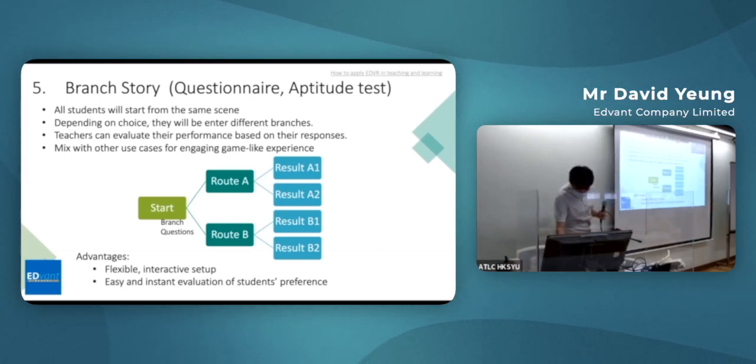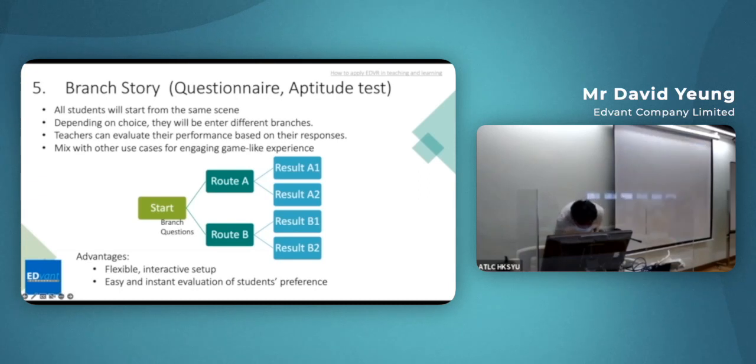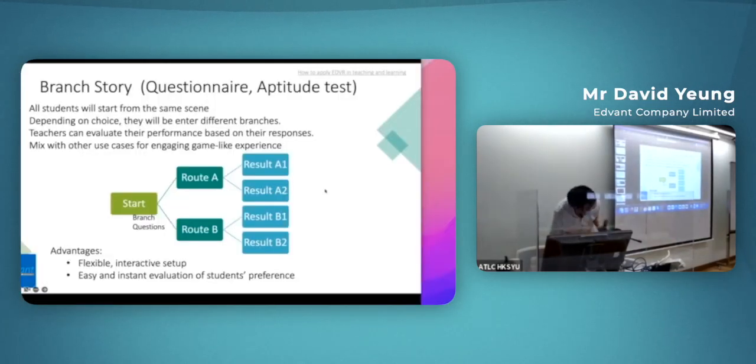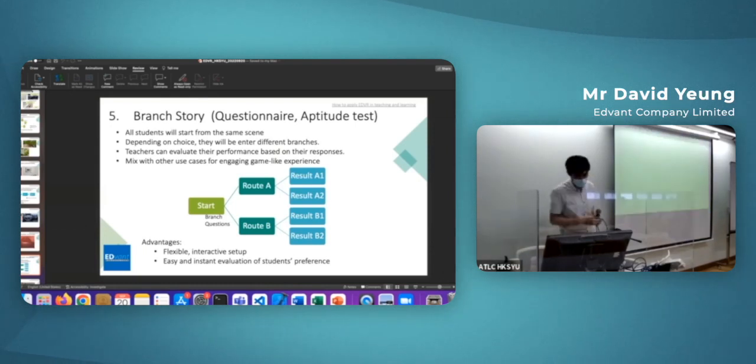Let's go to the app again. Where's my cursor? Okay, my cursor disappeared. Let's try again.